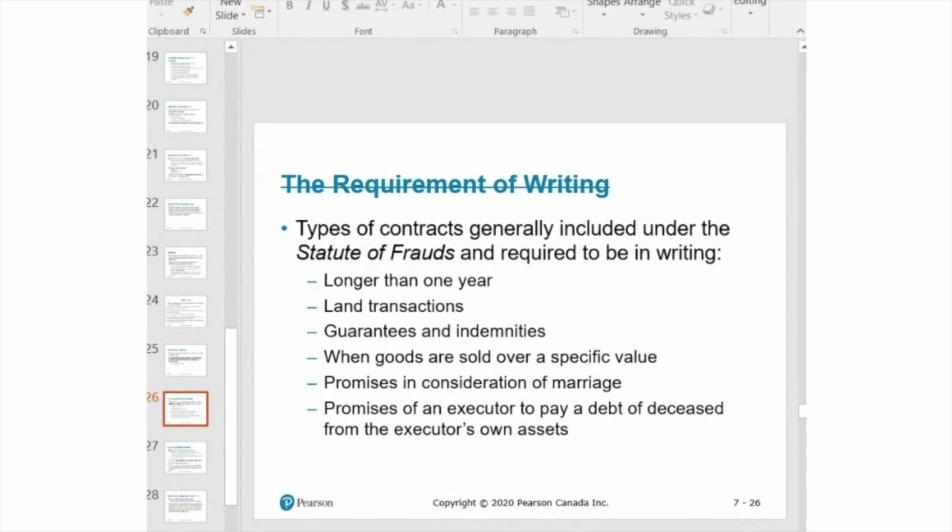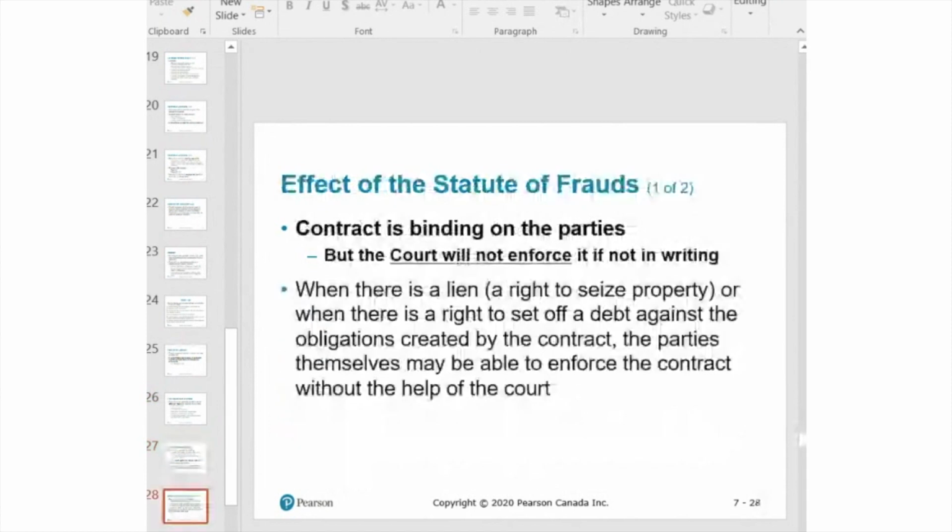Transfer of land and some others. So you can just remember those two that are important. And the consequence here: if those types of contracts have no written piece, it doesn't mean they are invalid. No, they are still valid. The consequence is that the courts will not enforce them.